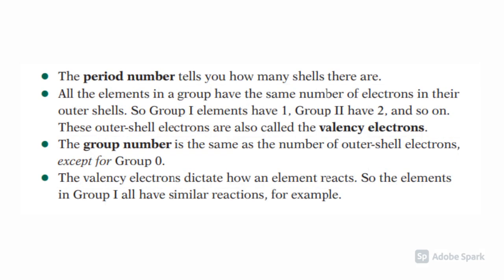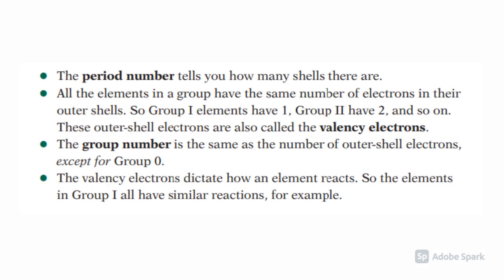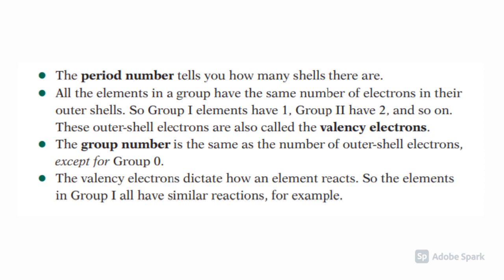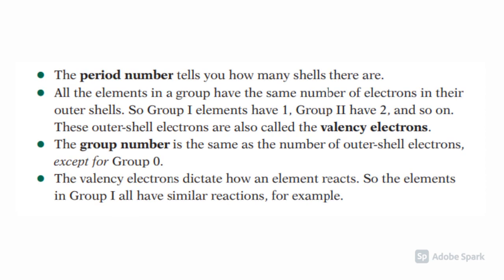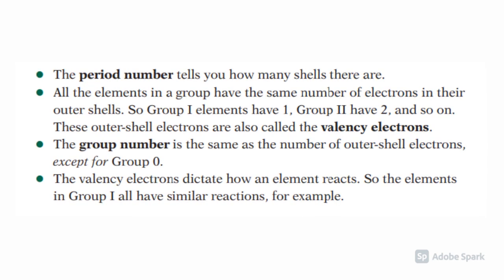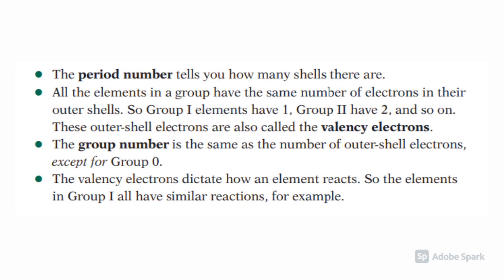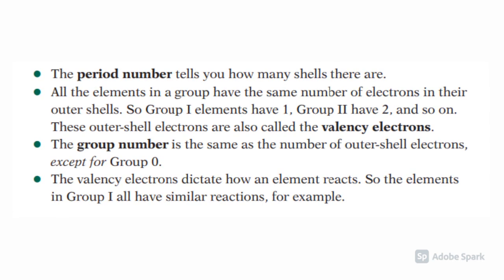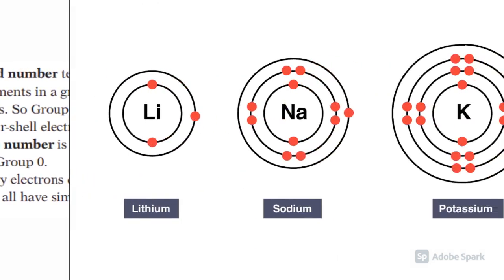Use these shortcuts to help you draw electron shells for the first 20 elements very quickly. The period number tells you how many shells there are, so look at the period that the element is in and draw that many shells. All the elements in the group have the same number of electrons in their outer shell. So if you know something is, say for example, in group 6, it has 6 electrons in the outer shell. The group number is the same as the number of outer shell electrons, which are also called the valency electrons.